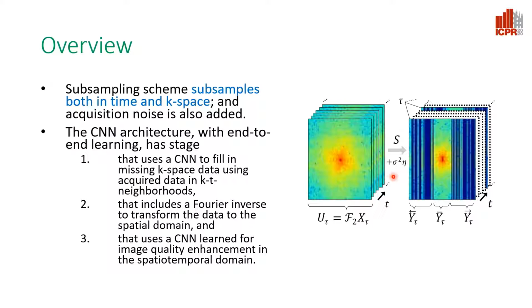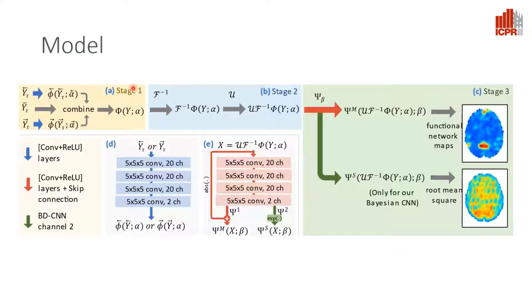Our CNN has three stages as shown here: stage 1, stage 2, and stage 3. The first stage takes in the left and right parts of the k-space separately and passes them through two different 3D CNNs denoted by phi left and phi right here. The filled parts and the middle part are combined to give the complete k-space.